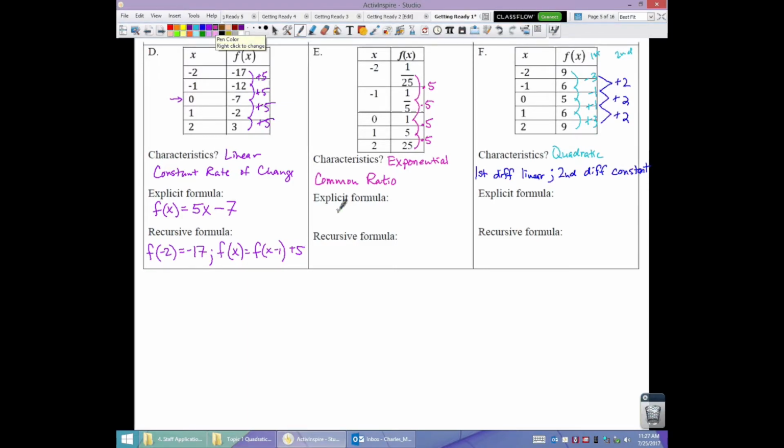For the exponential one, f of x is equal to 0th term, which is 1, times the multiplier, 5, to the x. The recursive, f of negative 2 is 1/25th. And to get any new f of x, we go to our last term and we multiply it by 5.